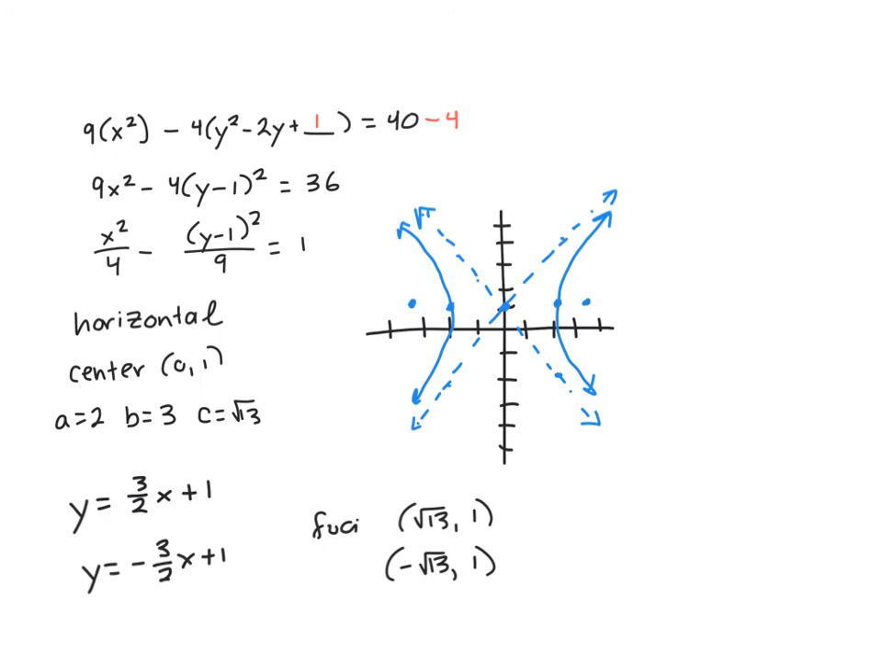We do have vertices at (2, 1) and (-2, 1), and then we have foci at (square root of 13, 1) and (negative square root of 13, 1). And here's what your graph should look like, and make sure you have all of the information included.